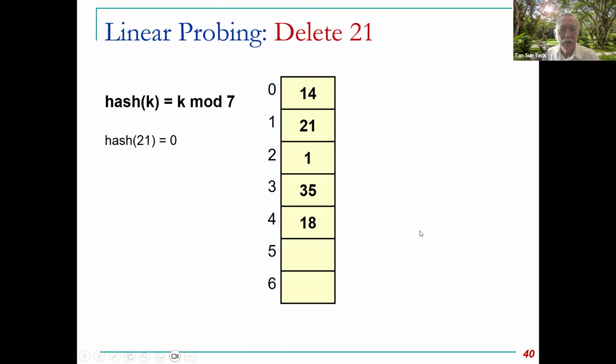How about deletion? So you delete 21. This one is simple. You just go to 0. It's not 21. You go to 1. You found it, and then you delete it. Okay, so can we delete it just by removing it? For example, previously with the direct addressing table, we just put null inside there. But by doing that, will it cause any problem?